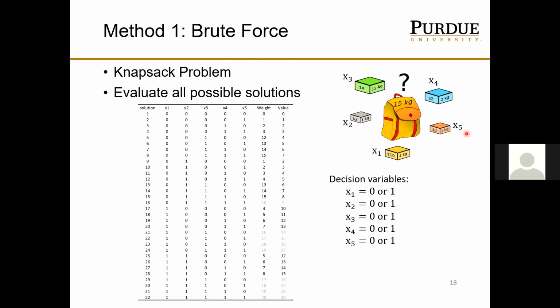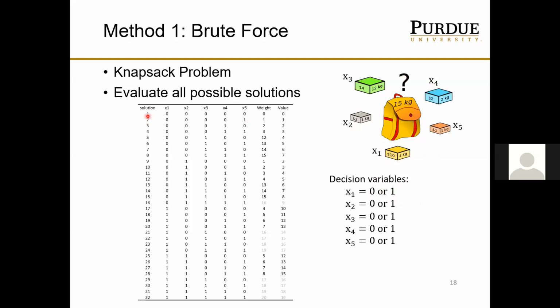We have a bag, and we have 5 different items. So the decision variables here are: should we include this one or not? That would be just 2 options, or binary decisions, right? Either 1 or 0. So for example, we have x1, x2, x3, x4, x5.